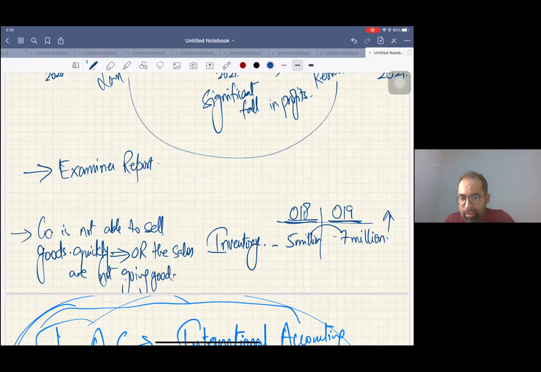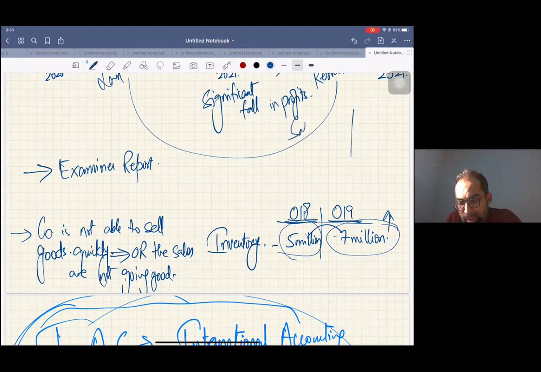Listen, I repeat. After looking at the inventory levels, last year the inventory level was 5 million. This year it is 7 million. So the inventory increased by 2 million. You wrote that the company is not able to manage the inventory and is not able to sell the inventory, without looking at the actual sales.